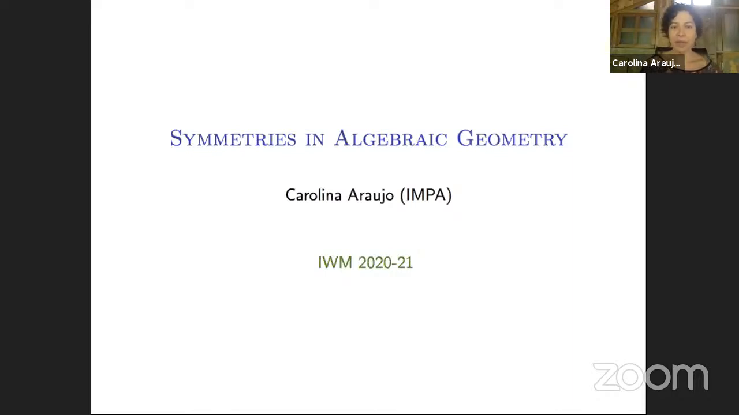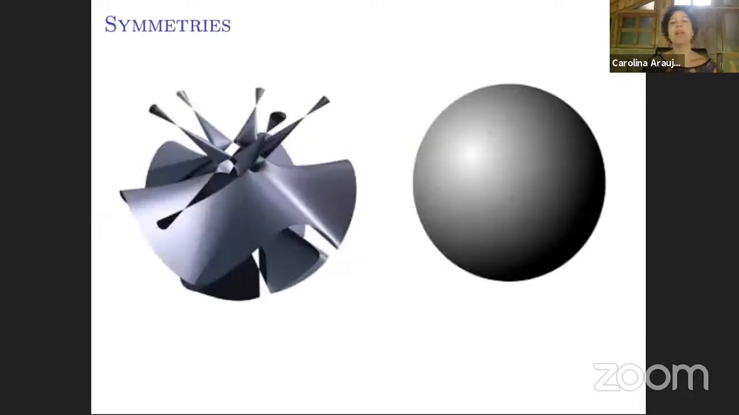So when you study some mathematical object, you are often interested in understanding its symmetries. So this may be symmetries of a geometric object or of some system of equations or basically any area of mathematics. For this talk, we are going to be interested in symmetries of complex projective varieties. So these are complex varieties that are defined by polynomial equations.